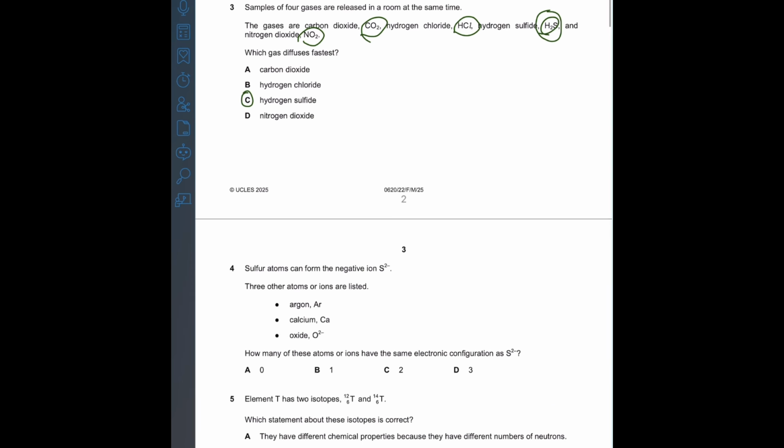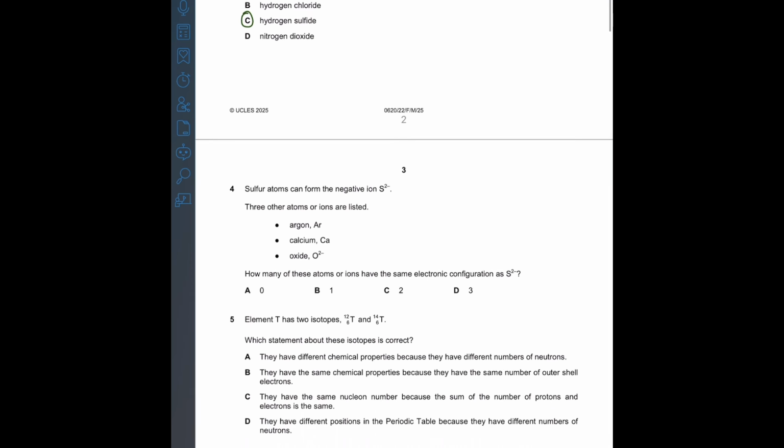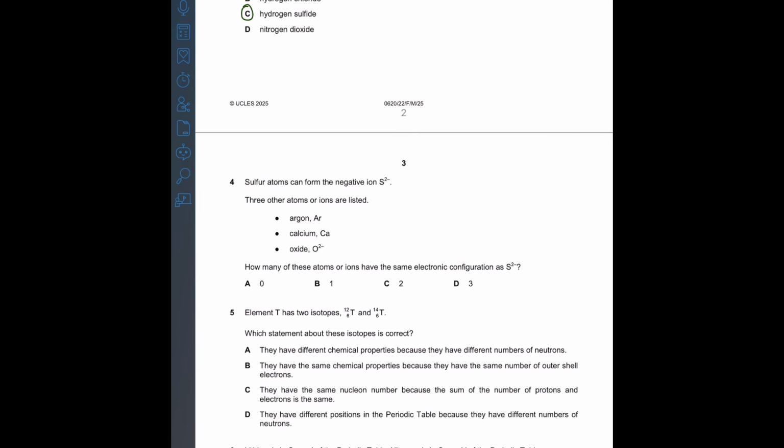Now let's do question number 4. So in question number 4 we are given a sulfur atom that's a negative ion now, which means it has gained 2 electrons. And we are asked how many of these atoms from this list have the same electronic configuration as the sulfur ion.